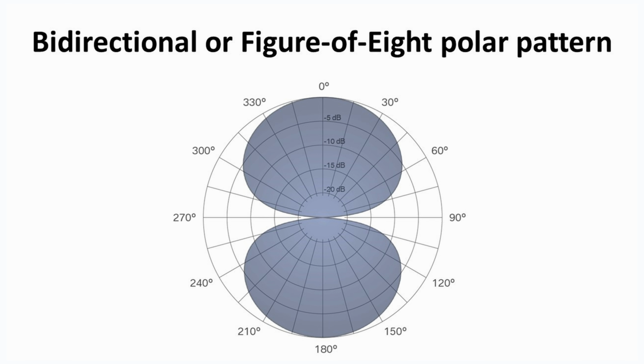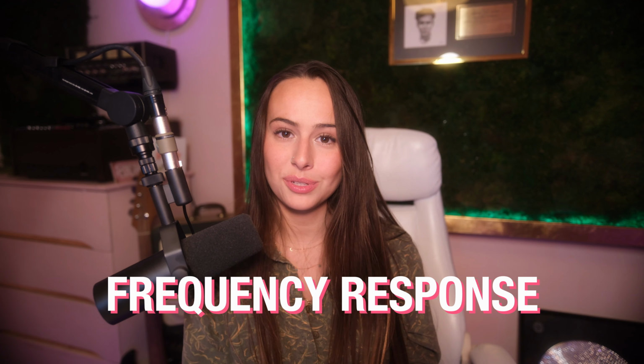Bidirectional patterns, also known as figure 8. Pick up sound equally from the front and the back while rejecting it from the sides. Frequency response. Bidirectional patterns are less flat than omni patterns, as they usually have a boost for intelligibility near the front and the back, as well as off-axis coloration.